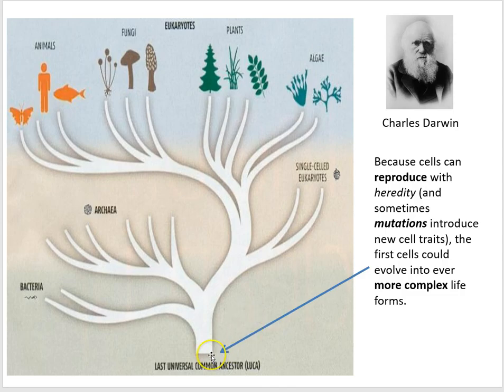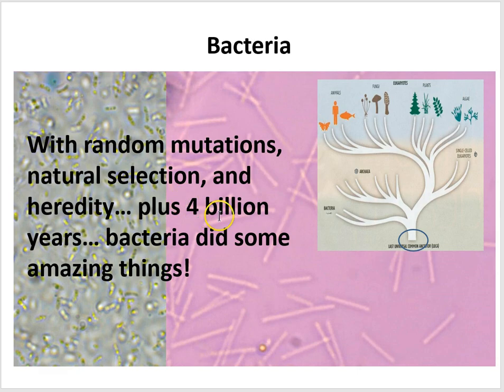And so, with the emergence of LUCA nearly 4 billion years ago, the great tree of life on Earth began. And because cells can reproduce with heredity and sometimes mutations introduce new cell traits, the first cells could evolve into ever more complex life forms. So it's amazing to contemplate that with just some random mutations, natural selection, and heredity, plus 4 billion years, bacteria did some amazing things. They evolved into all living things on Earth.